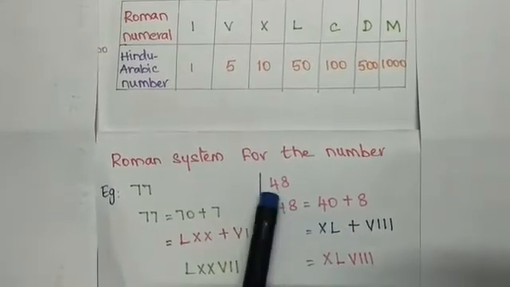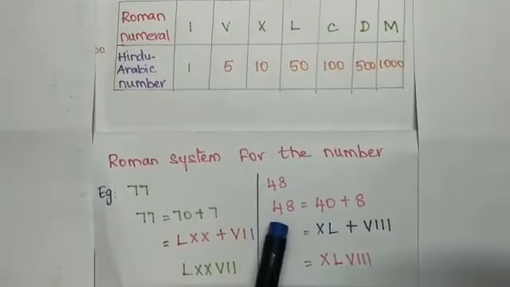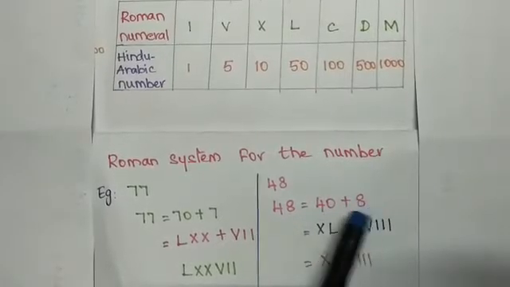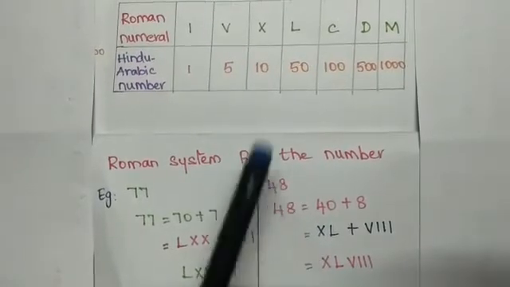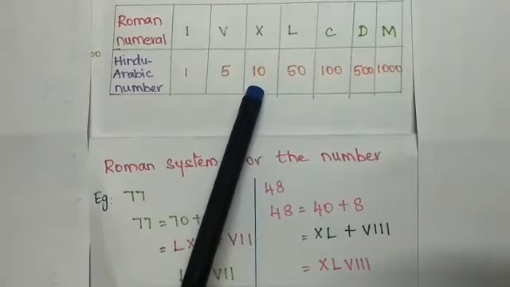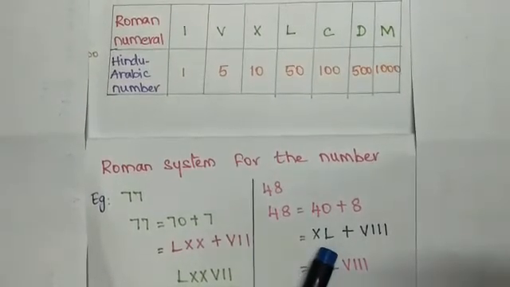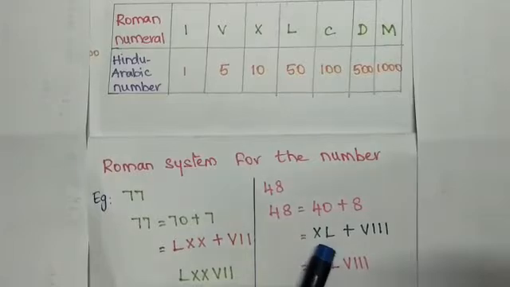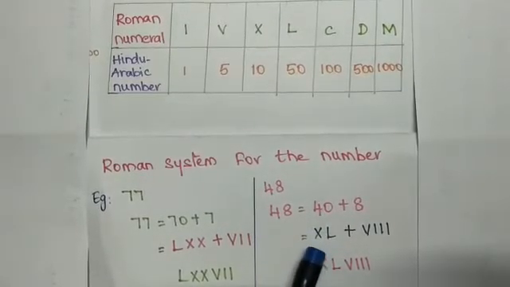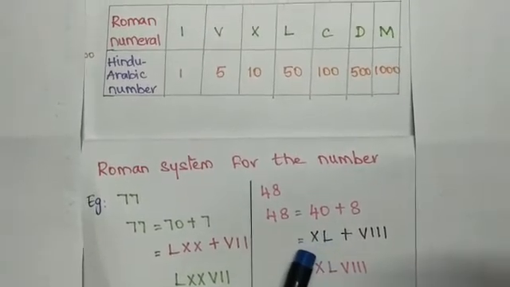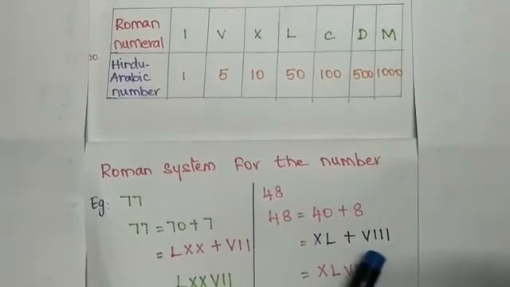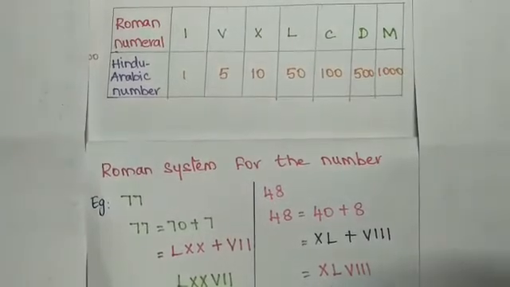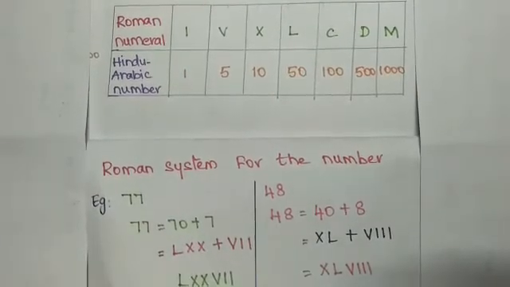Now another example, 48. First we have to round off and get 40 plus 8. Why is X added before L? Because L is 50 and X is 10. Always the greater number is on the right and the lesser number is on the left. We have to subtract 50 minus 10, it comes to 40. This is the Roman numeral for 40 and we have 8 here: 5 plus 1 plus 1 plus 1 which means 8. This is the Roman numeral for 48.